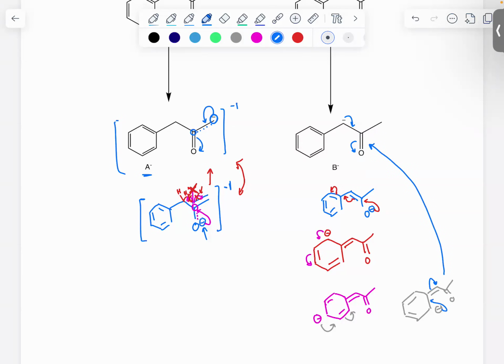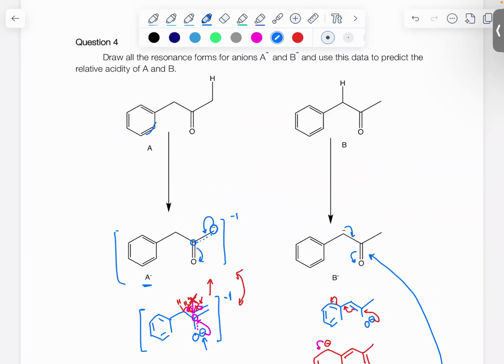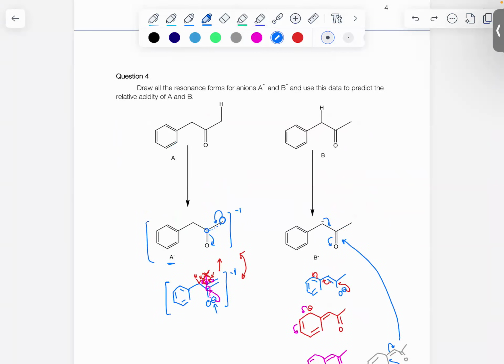And so B clearly has more resonance structures. That means that in the acidity of this question, we would be able to delocalize the resulting negative charge more evenly throughout the whole structure. Whereas with A, it is just localized to this little piece of the structure. And so given all of these resonance structures showing the more delocalization, B is our stronger acid.